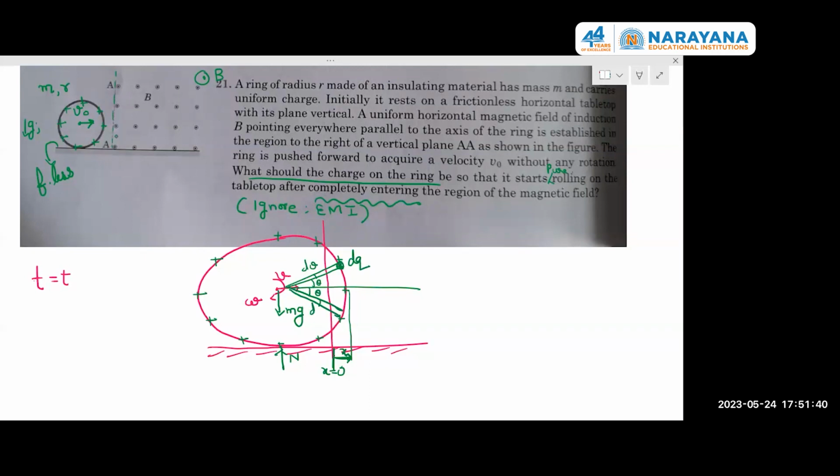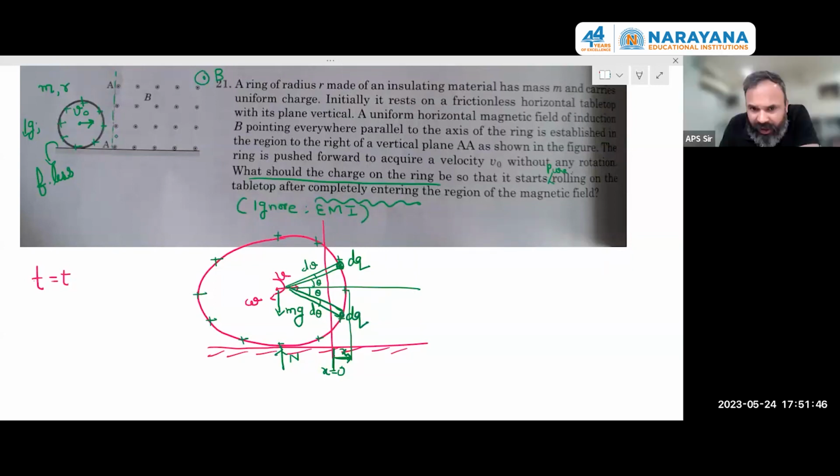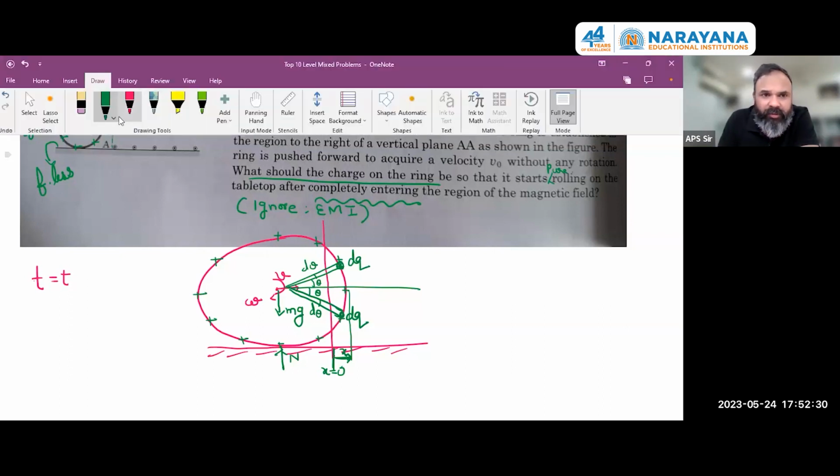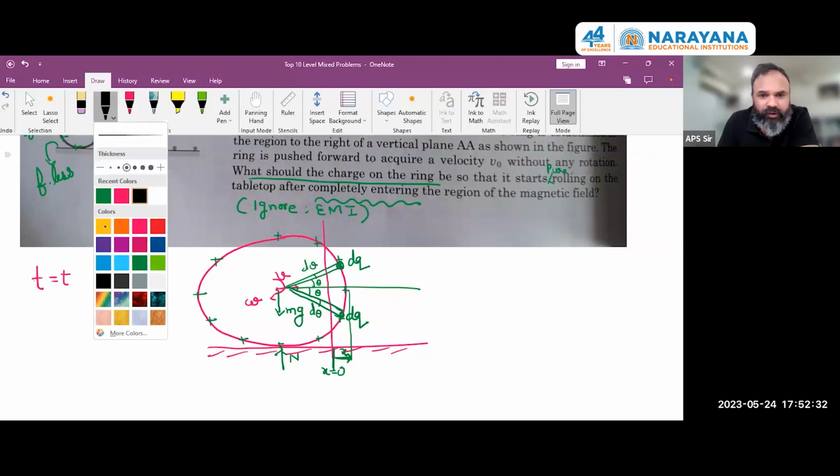Sir, will we not consider the magnetic force on the part which entered the field? Yeah, I'll consider the magnetic force only on the part which has entered the field. If there is a charged particle and it is entering a magnetic field, there will be a force acting on the charged particle, q v cross B. So all the charges which are inside the magnetic field, take any dq charge, it will have two velocities, one because of its translation and one because of rotation.